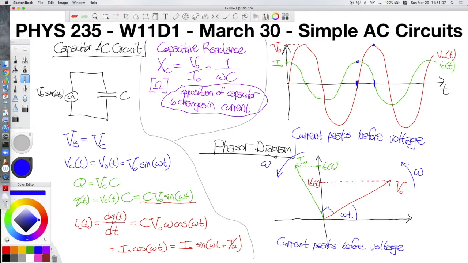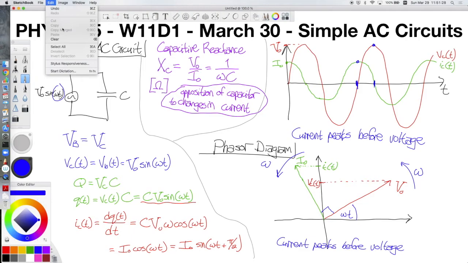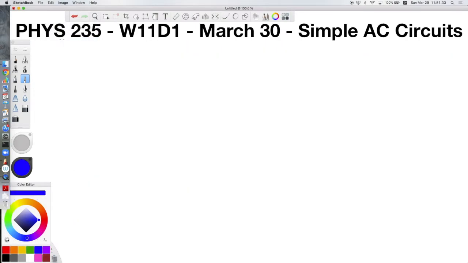And these vectors rotate around our phasor diagram at a constant rate omega, the same omega that is part of our AC power supply. And if we want to know the value of any of these quantities at a specific moment in time, we look for the y component of those vectors. So this is everything for capacitors. And now we're going to talk about the last option we have here, inductor AC circuits.